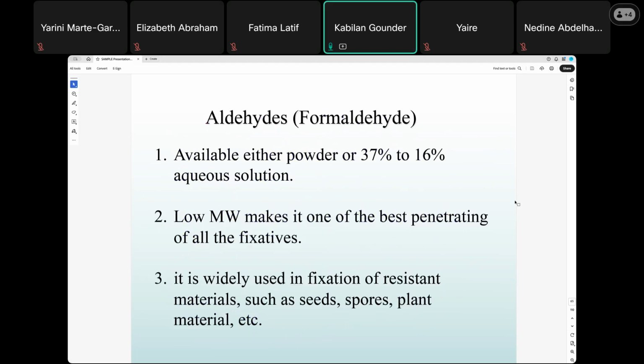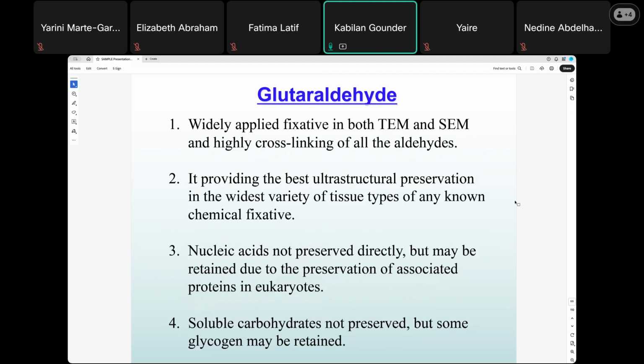The aldehyde is formaldehyde, which is available either as powder or aqueous solutions. Its low molecular weight makes it one of the best penetrating fixatives, which is commonly used for seeds, spores, and plant materials. We already repeated this.